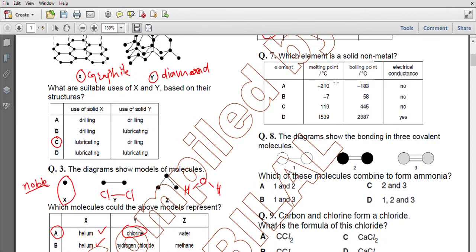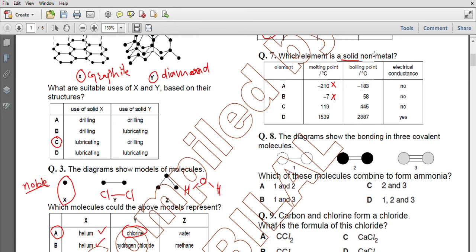Question number 7. Which statement is a solid nonmetal? Whenever we see a solid, we can say its melting point should be higher than room temperature, and the boiling point as well. Anything which is solid must have a higher melting point. So we can eliminate this option as its melting point is lower than room temperature. We eliminate this option as well. Next, we are left with 2 options. Both have a higher melting point than room temperature.